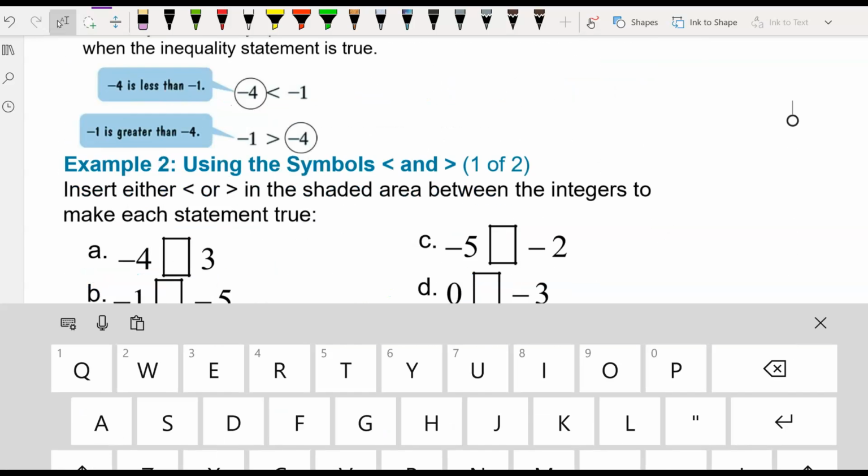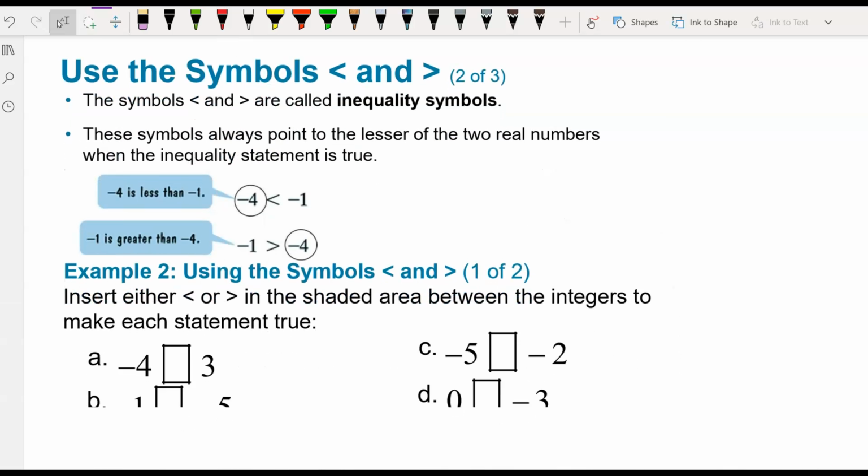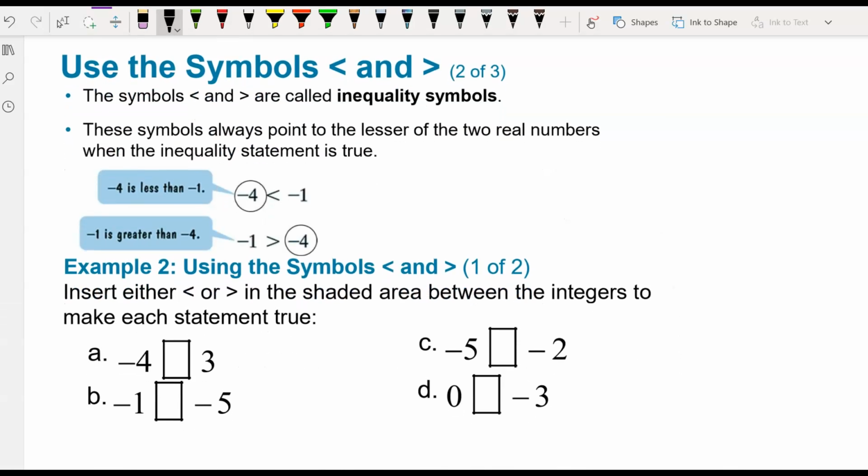All right, using the symbols less than and greater than. So -4 is less than -1. The less than symbol is the one that points to the left. And then greater than, remember, it points to the right. So -1 is greater than -4. So you'd write -1 greater than -4.